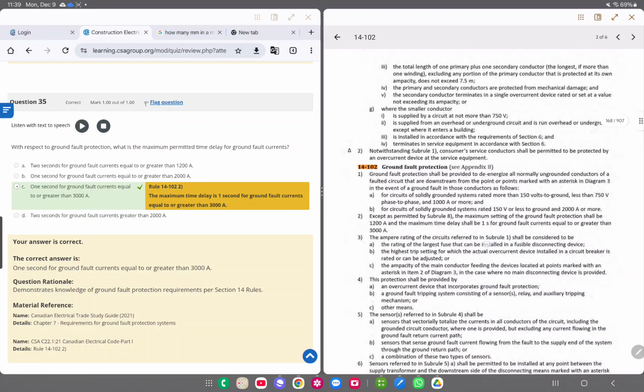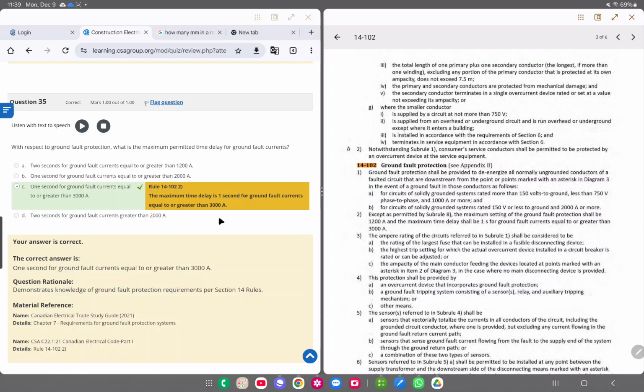And here we find that it says, with respect to ground fault protection, what is the maximum permitted time delay for ground faults? And subrule 2, except as permitted by subrule 8, the maximum setting of the ground fault protection shall be 1200 amps and maximum time delay shall be 1 second for ground fault currents equal to or greater than 3000 amps.